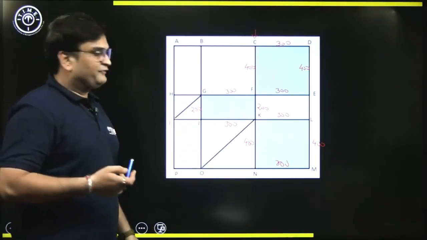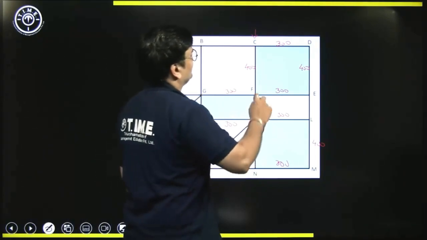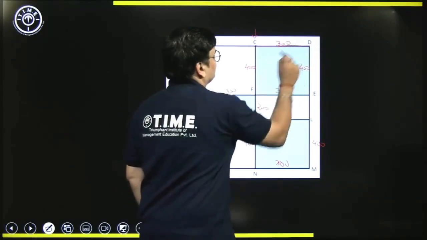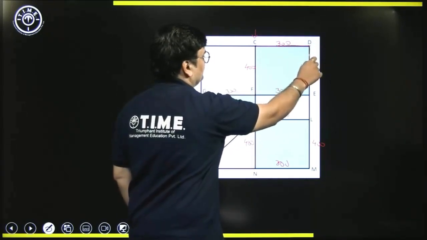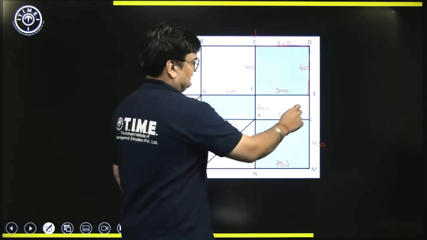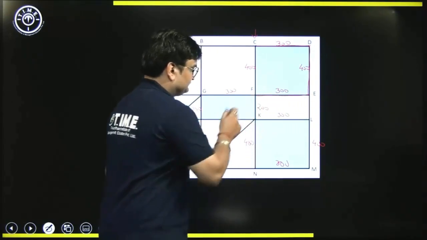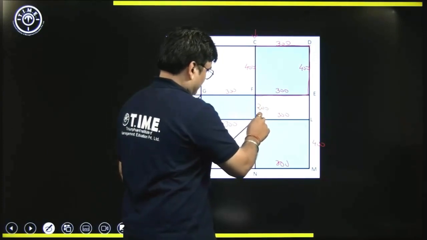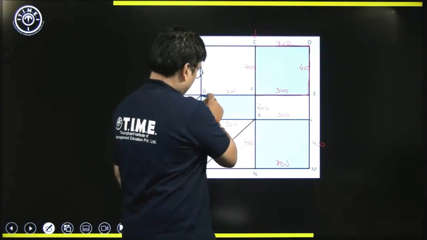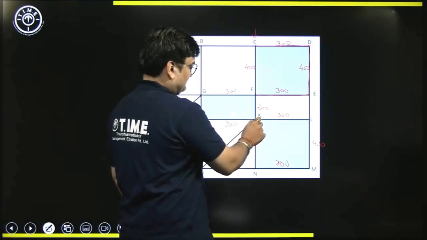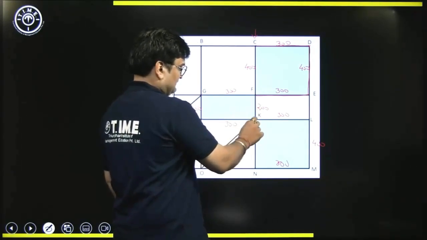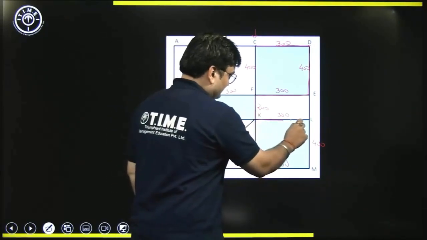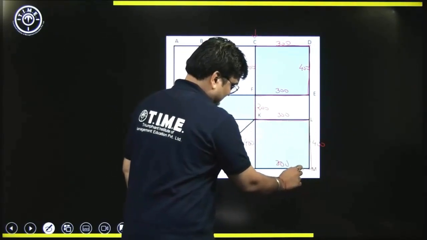So let's see how he can move. So he could move as follows. From C, he can go to D, then he can go to E, then he can go to F. From F, either he could go like this, right? Either he could go like this, or he could also go like this. He could go here, then he travels like this, then like this.